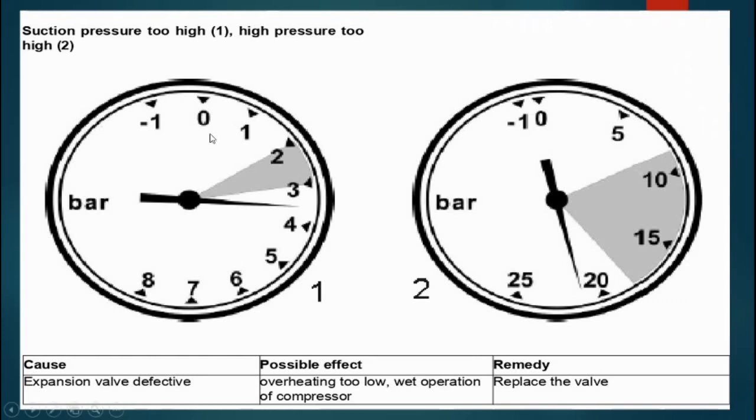The second combination is the suction pressure too high and high pressure too low. If both pressures are too low, then what will be the problem? The problem is that the expansion valve is defective. Overheating too low, wet operation of the compressor, and its remedy is to replace the valve.